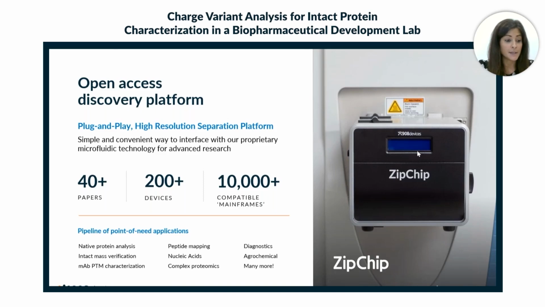The ZipChip is a microchip CE-based front-end separation device for mass spectrometry. It can be applied to a variety of areas, which is listed here in the application section, but today we're going to focus on the charge variant analysis application.